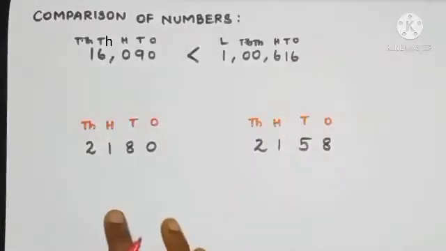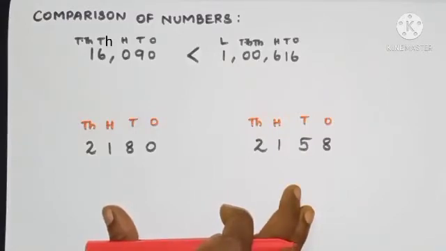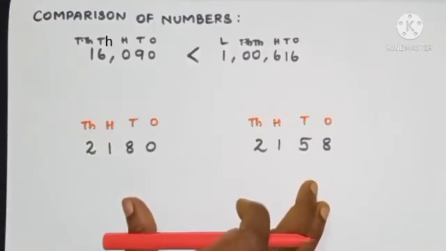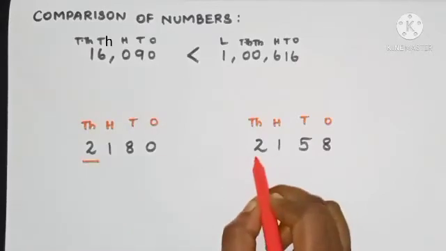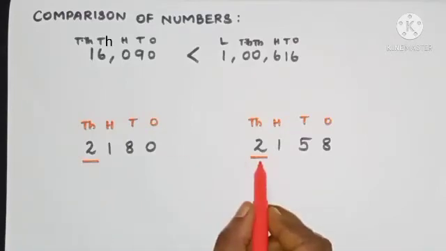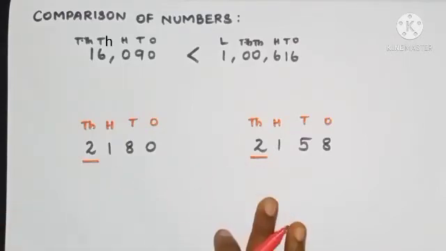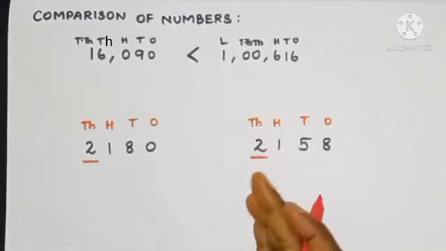First we have to compare the thousands place of two numbers, because the given two numbers are 4-digit numbers with an equal number of digits. Here the digit at the thousands place of both numbers is the same, so we can't arrive at any conclusion. So we move on to the next step.